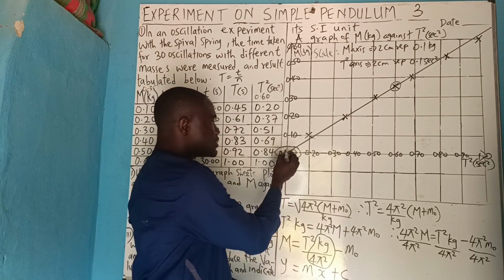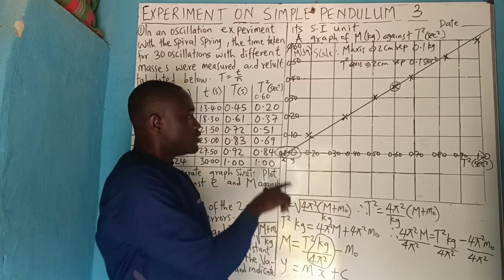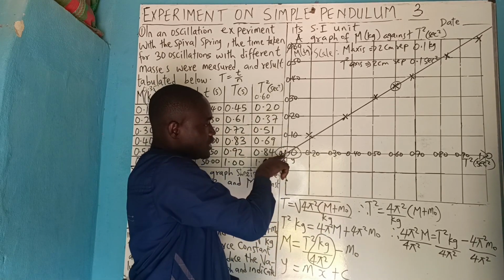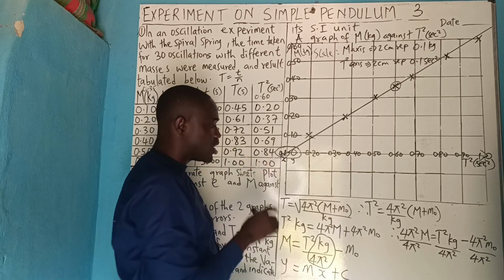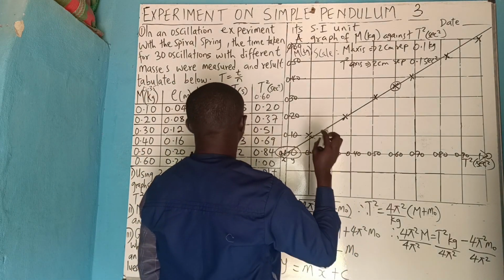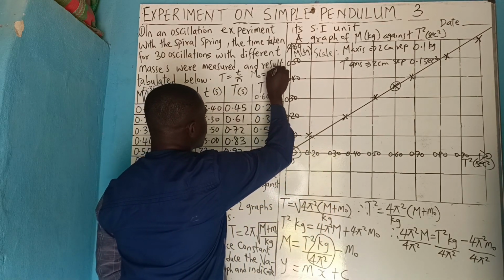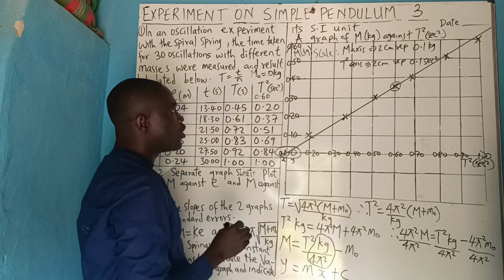You can also notice that it passes through the what? Origin. The line is meeting the y-axis at 0. That means you have to tell them that your m0 is 0. m0 equals 0 kg. Okay?